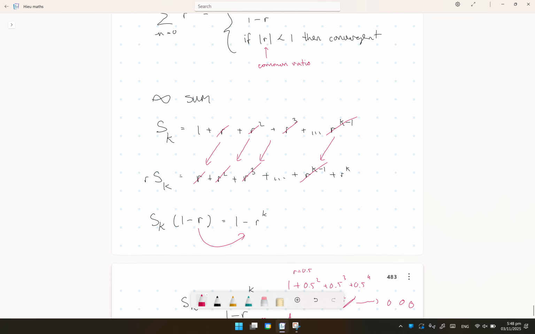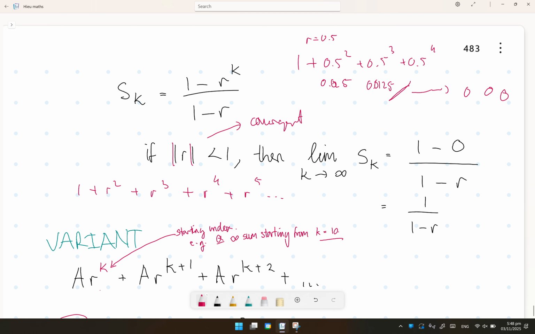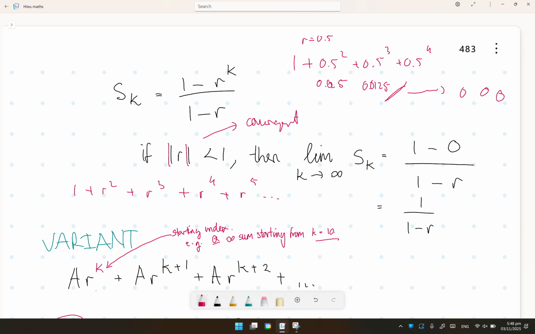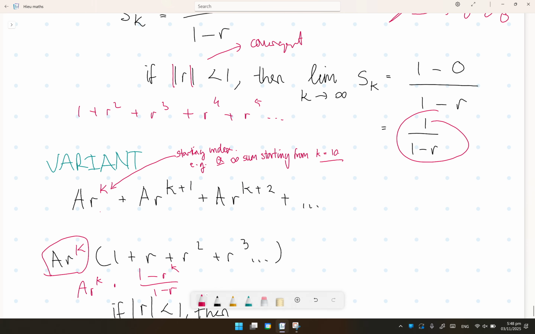And then if we explain that, the idea is that if r is less than 1, so if r was 0.5, 0.5 to the infinity is going to be equal to like 0. The reason why is because 0.5 is like 1/2, right? So 1/2 to the power of infinity, that would be 1 to infinity over 2 to the infinity, and 1 to infinity is just 1. And this is going to be 1 over infinity, which is equal to 0. So for any number where r is less than 1, you have rk going to 0. And so what you end up with is 1 over 1 minus r.